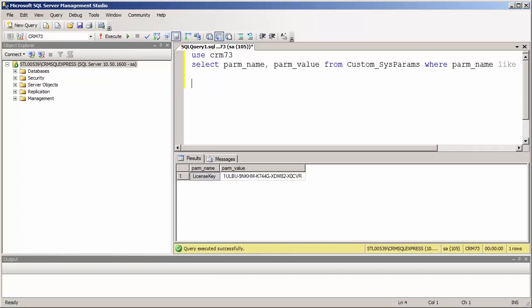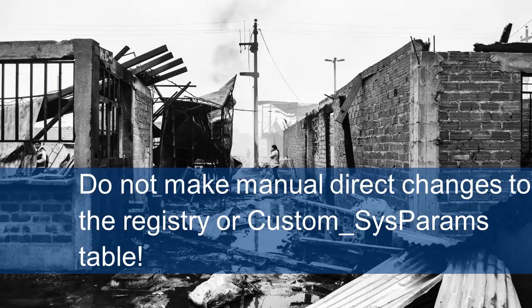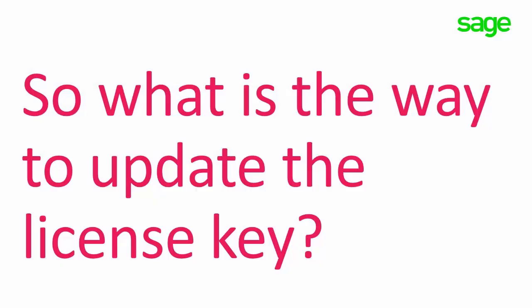Now you know that. It's important that I tell you that just about the worst thing that you can do is to manually update the registry and the database. Down that path lies weeping and gnashing of teeth. Do not make manual direct changes to the registry or the custom_sysparams table. Just don't do it. So what is the safe way to update the license key?